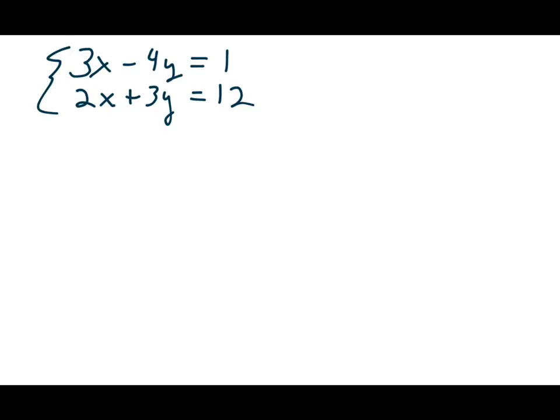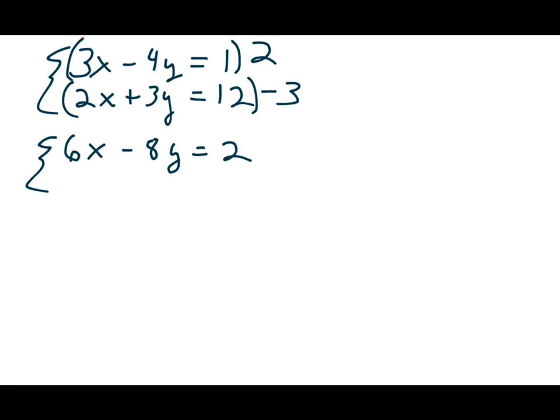Here's another example using elimination. 3x minus 4y equals 1, and 2x plus 3y equals 12. Okay, so I can look at these and see they're not going to match up, and I can't just multiply one of them. So what I'm going to do now is multiply this one by 2 and this one by -3. And that is going to make them match up. So it's going to be 6x minus 8y equals 2, and -6x minus 9y equals -36.